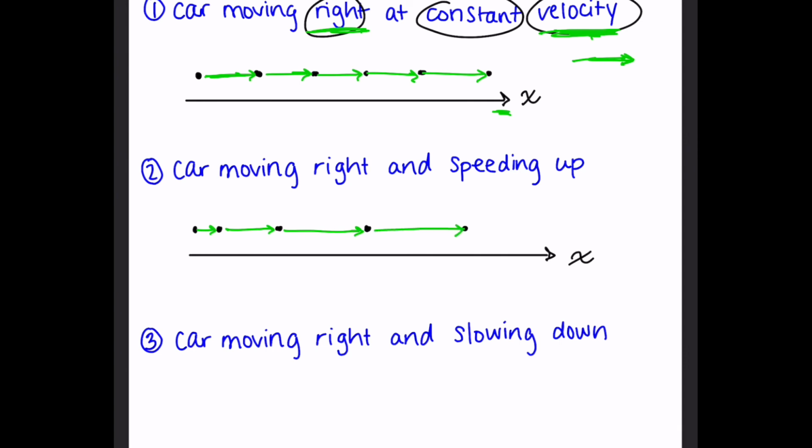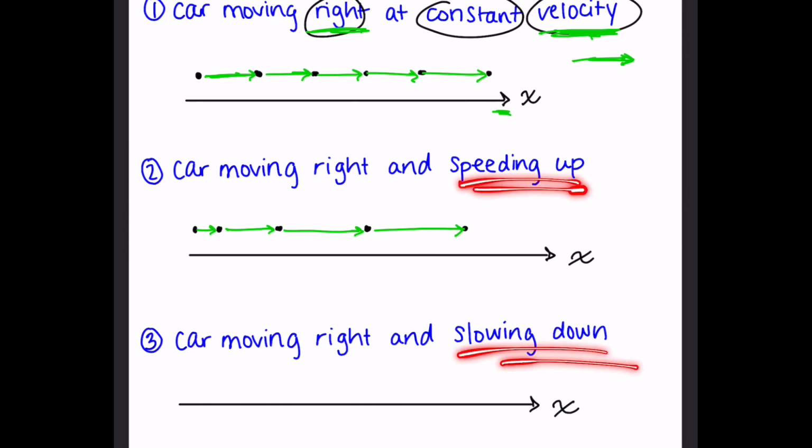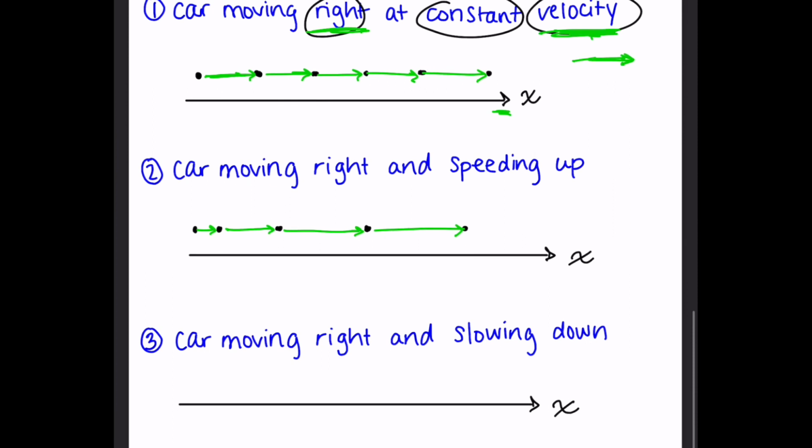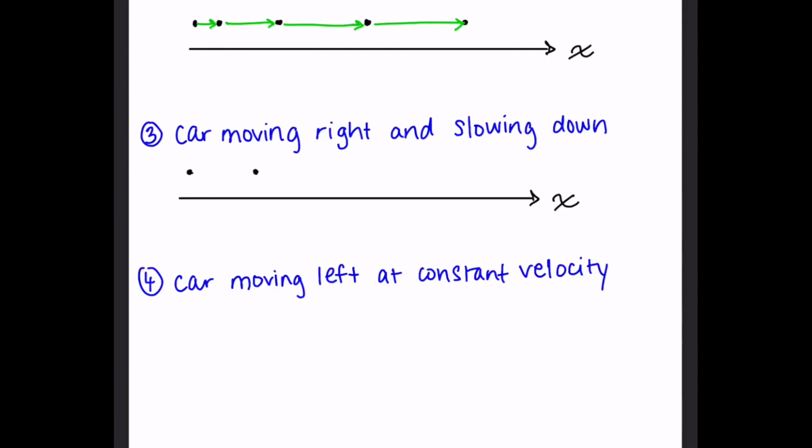For our next example, the car is again moving right and slowing down. So, here we did speeding up. Now we're going to do slowing down. So, that's going to be the same example over here. It's going to be when the displacement between intervals is decreasing as the intervals progress. And still our car is moving right.